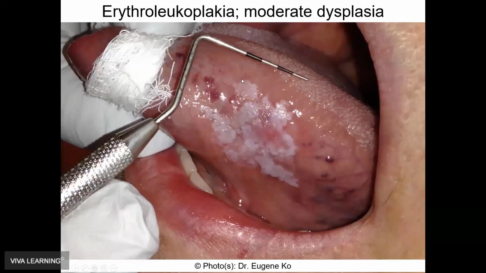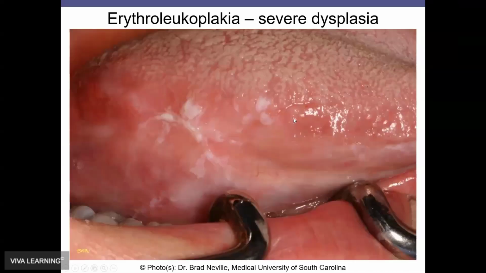Here's another example, moderate dysplasia, very sharply demarcated lesion. These are a little tough. This is erythroleukoplakia. So this was severe dysplasia.